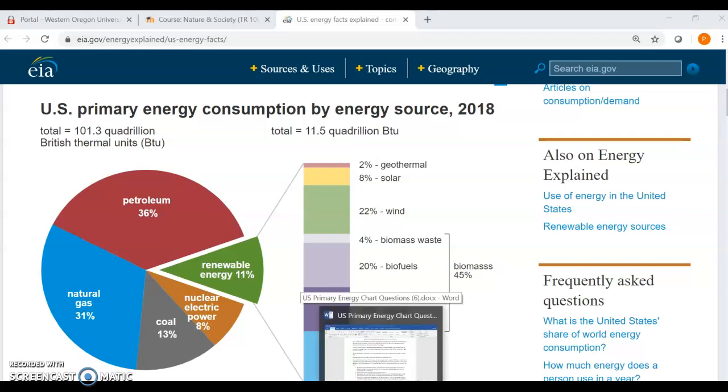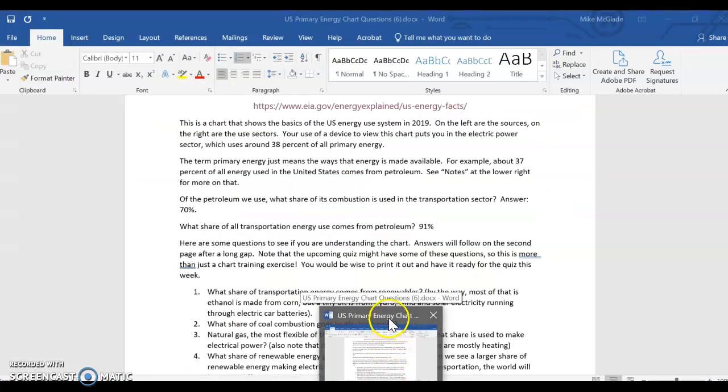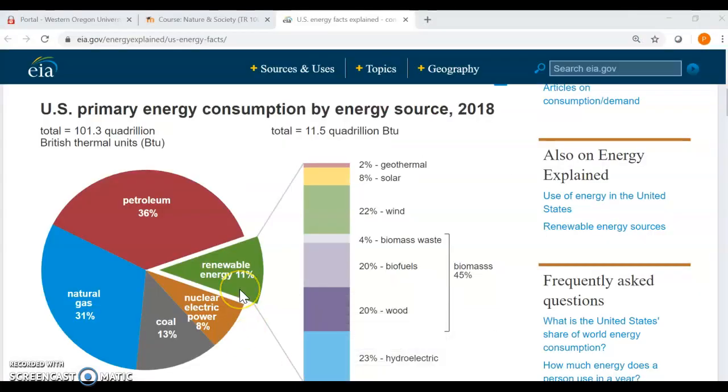This is a brief video just to show you how to read, interpret, and understand the U.S. primary energy chart and some other related things. So let's have a look. You can click on that link when you come out of this screen, and you'll come to the graphics here. And there is a little narrative above it as well that you could have a look at.